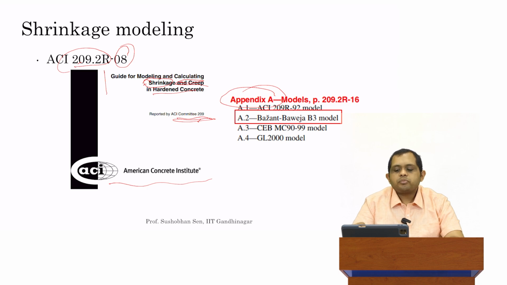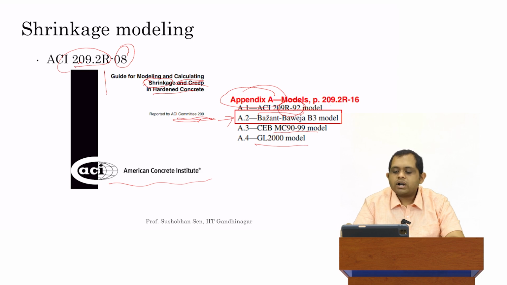The 4 models which are specified in this latest revision of the document are the ACI 209 R92 model. The fact that you have R92 over here should tell you that it's a fairly old model. That's from 1992. You've got the Bazant and Baweja B3 model, which is the one which we'll talk about today. You've got the CEB MC 1999 model and something called the GL 2000 model.